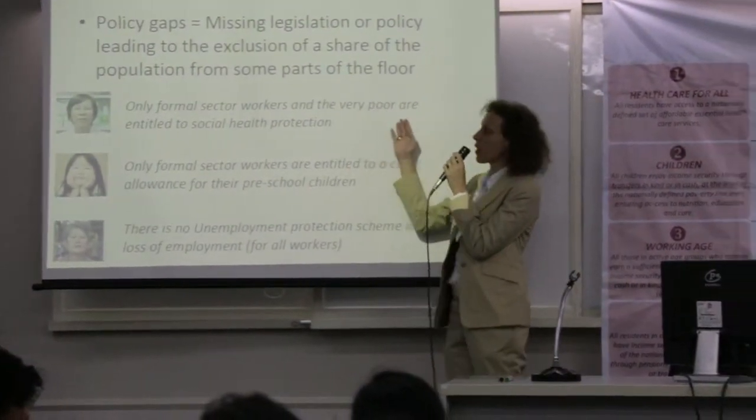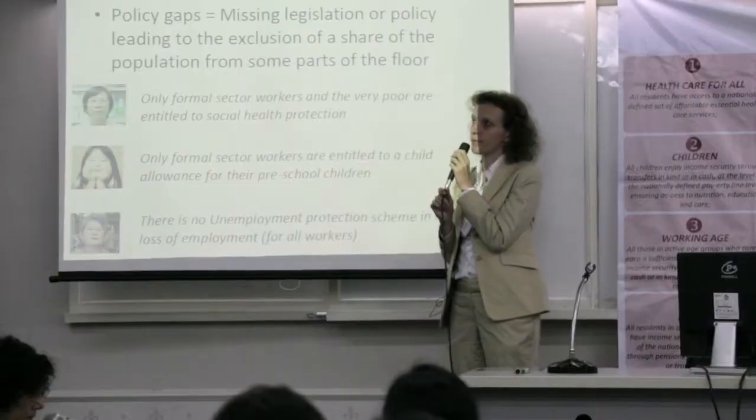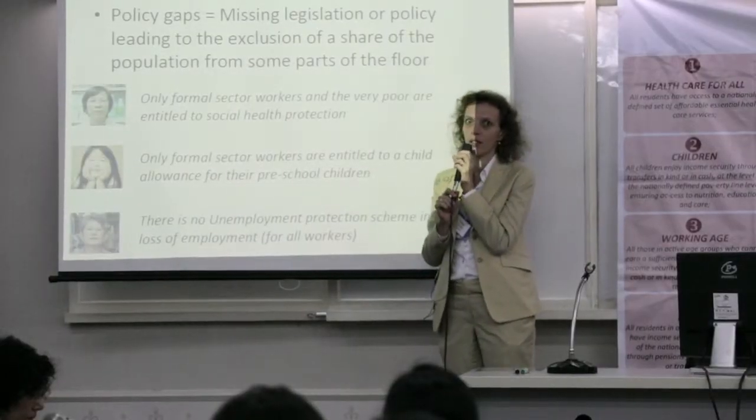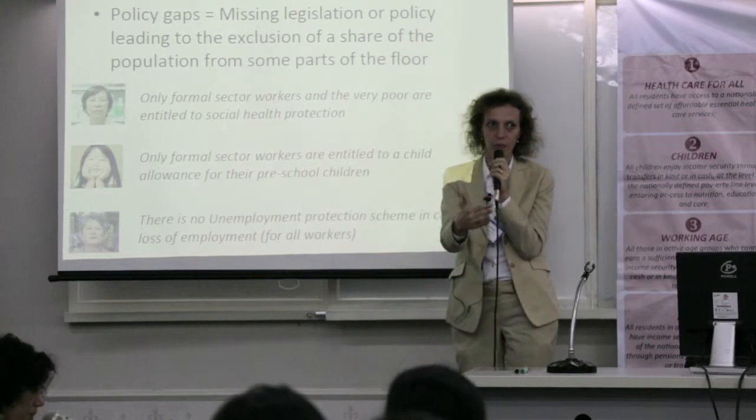Okay, so just to give one or two examples, for instance, if in a country only formal sector workers and the very poor are entitled to social health protection, it means that the rest of the informal economy, which are not poor, are not entitled to social health protection, so there is a clear policy gap. Yeah? All right? I think we can say it was the case until now in Indonesia. I think things are moving now in Indonesia.